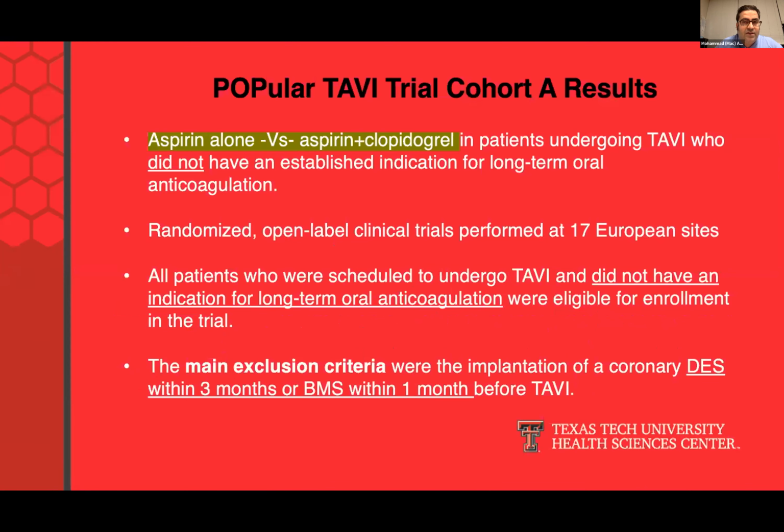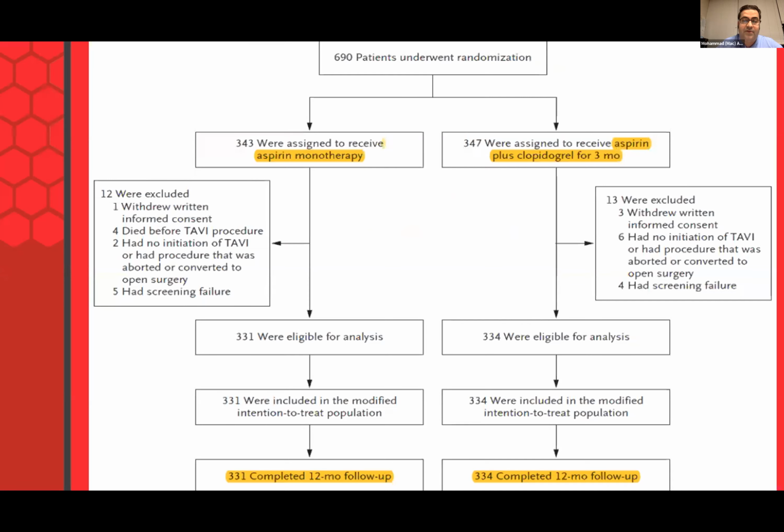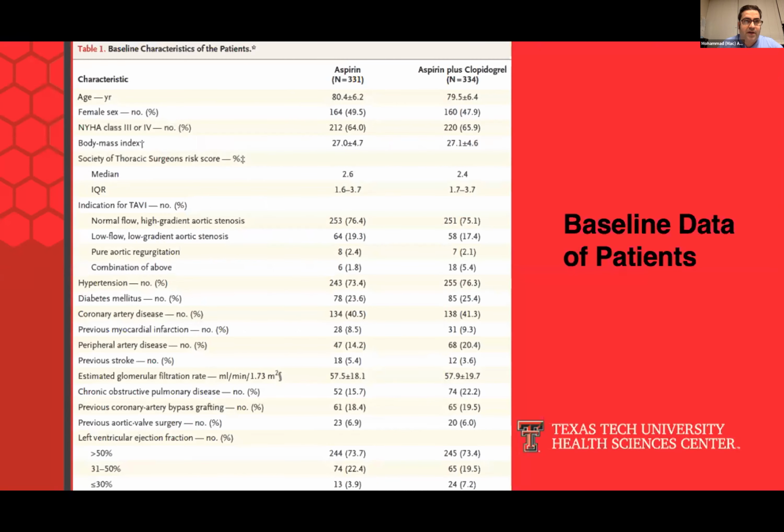This POPular TAVI trial was designed to compare aspirin alone versus aspirin plus clopidogrel in patients undergoing TAVI who did not have an established indication for long-term oral anticoagulation. It was randomized, open label. All patients scheduled to undergo TAVR without an indication for long-term oral anticoagulation, across 17 studies in Europe, were included: quite a nicely designed trial with 343 on aspirin monotherapy and 347 on aspirin plus Plavix for 3 months. Most of them completed the study, other than very few who were excluded due to the exclusion criteria.